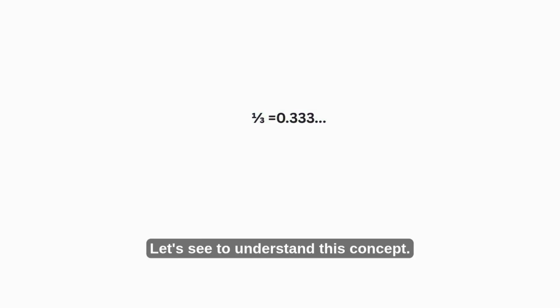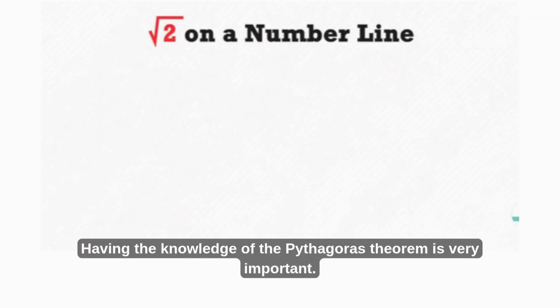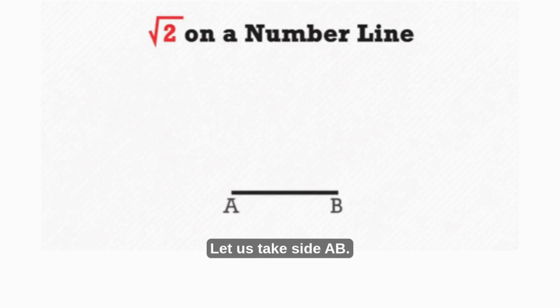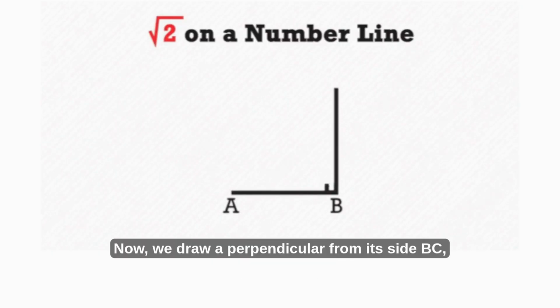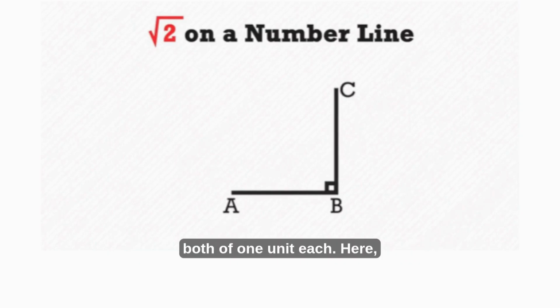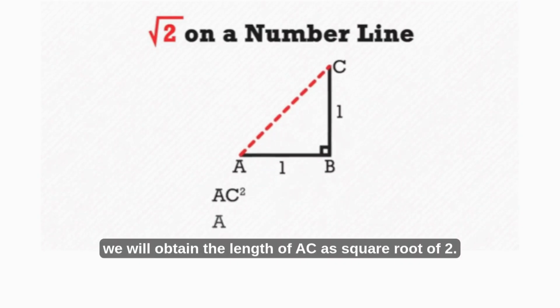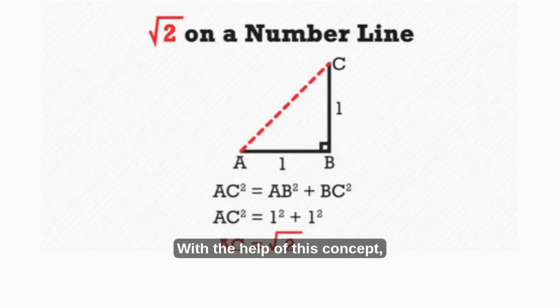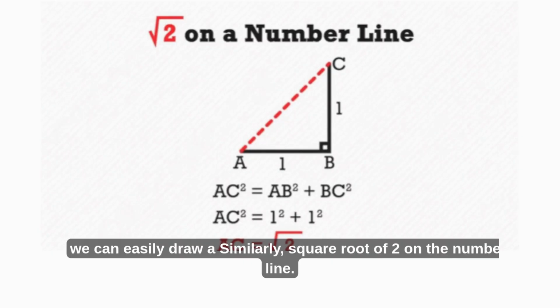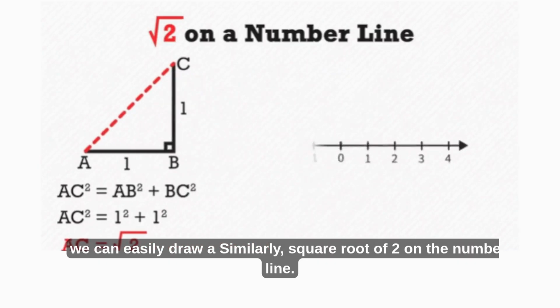Sure. Let's see to understand this concept. Having the knowledge of the Pythagoras theorem is very important. Let us take side AB. Now we draw a perpendicular from it, side BC, both of 1 unit each. Here we will obtain the length of AC as square root of 2. With the help of this concept, we can easily draw square root of 2 on the number line.